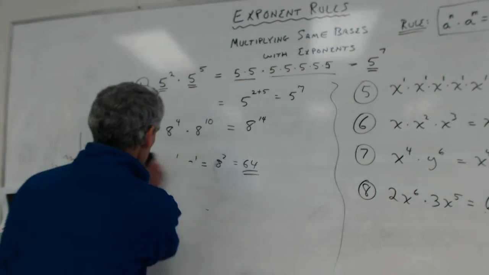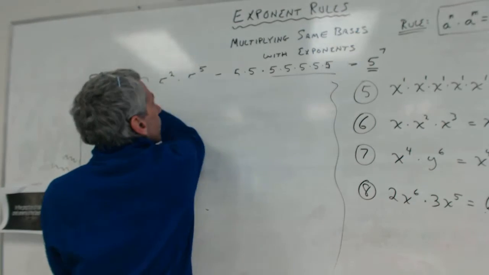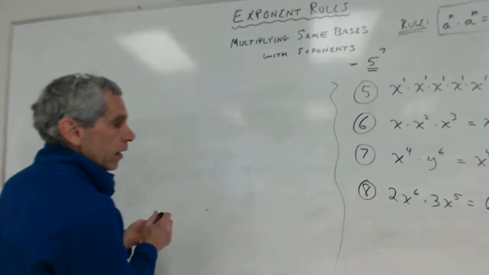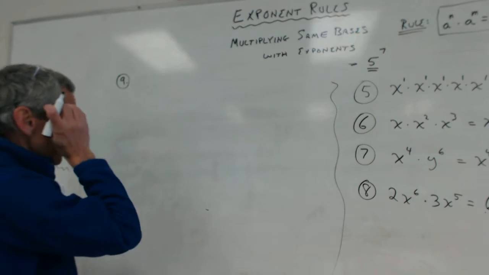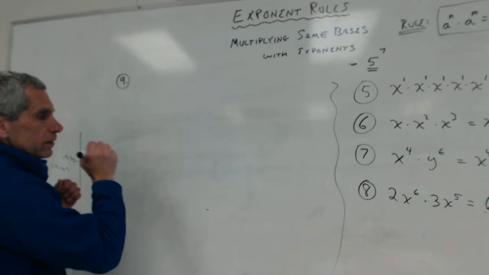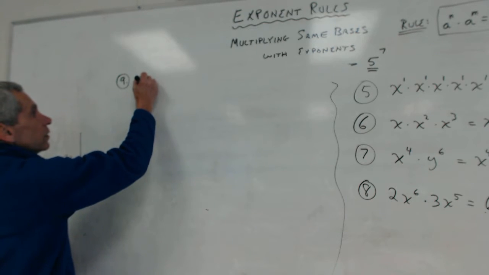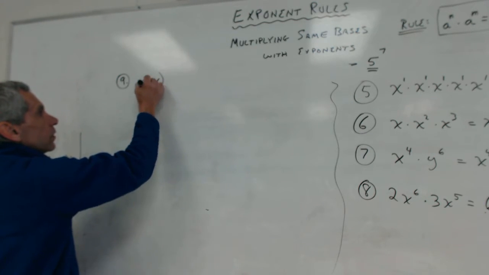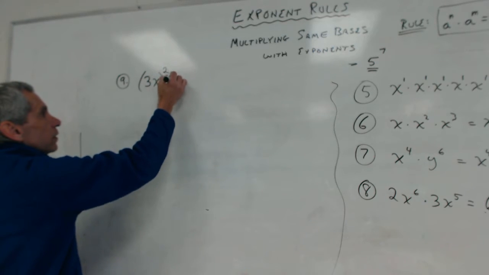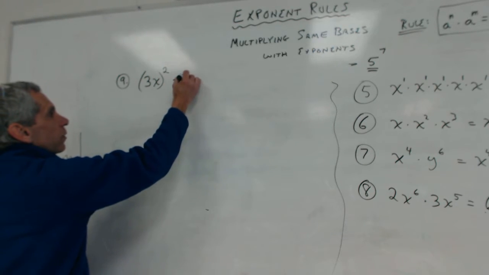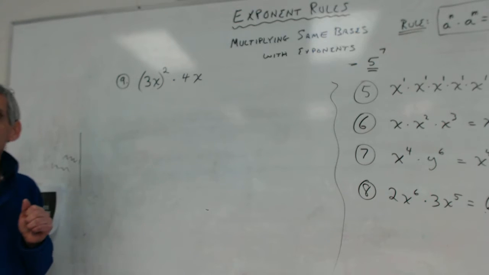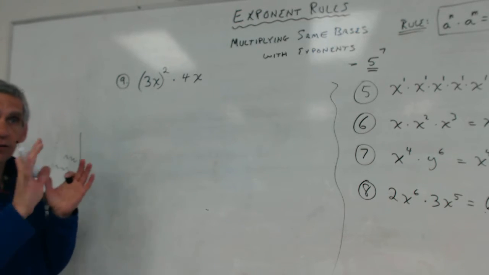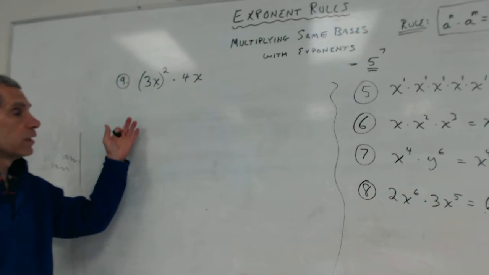All right, let me erase this side. What if I did something tricky? Okay, guys, I'm going to give you a tricky one. 3x squared times 4x. Okay, here we go. Caleb, at this point, you guys really have to pay attention. We've only got 1 minute left.